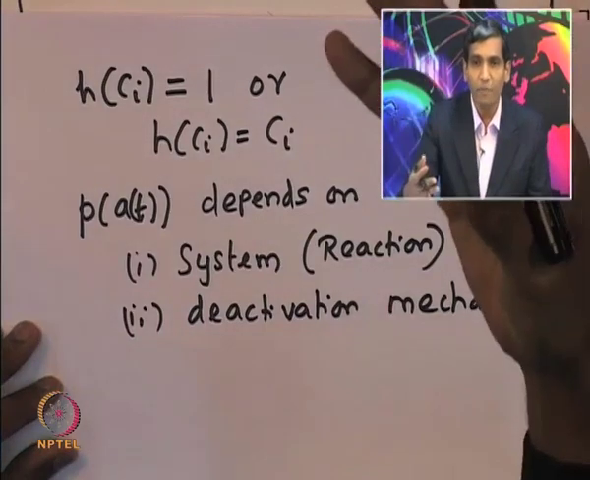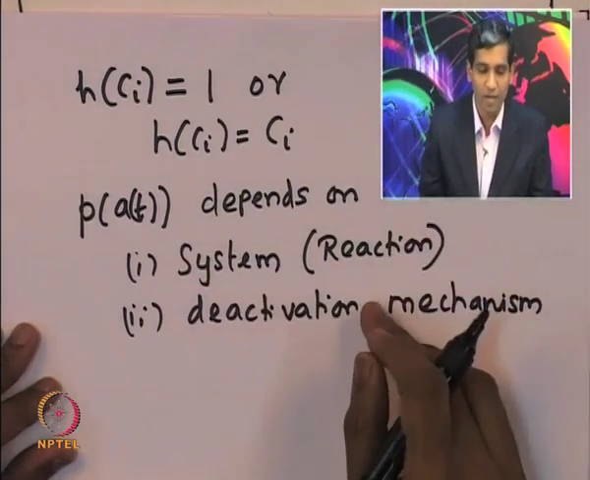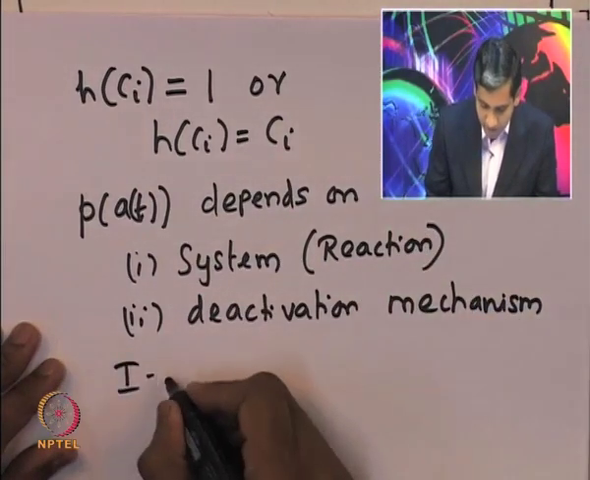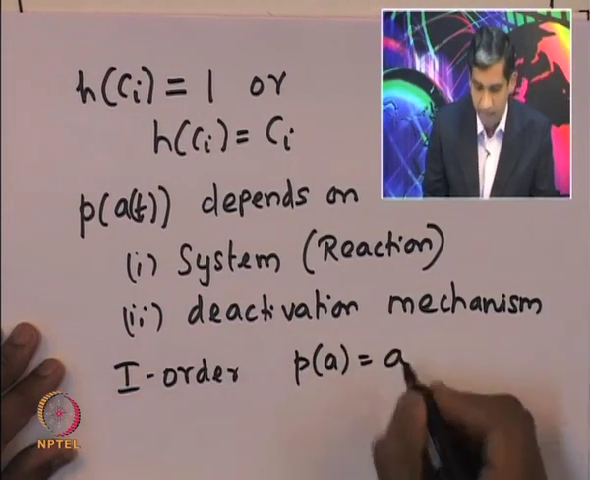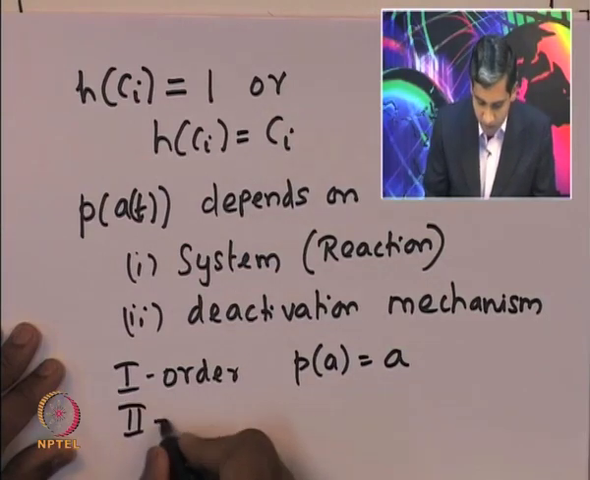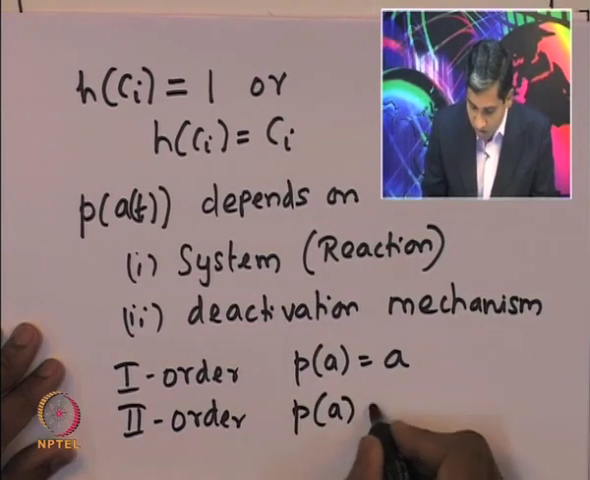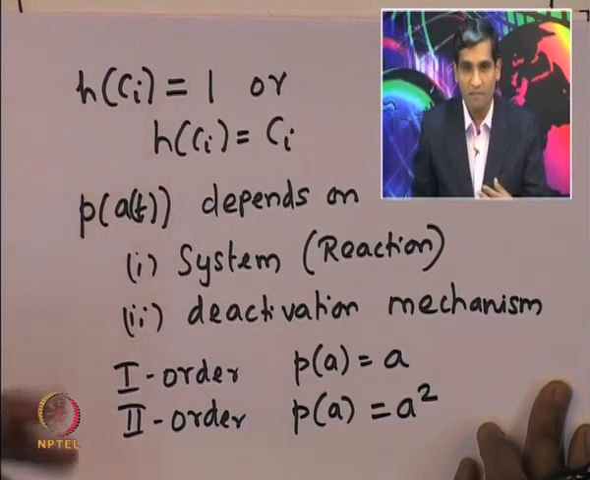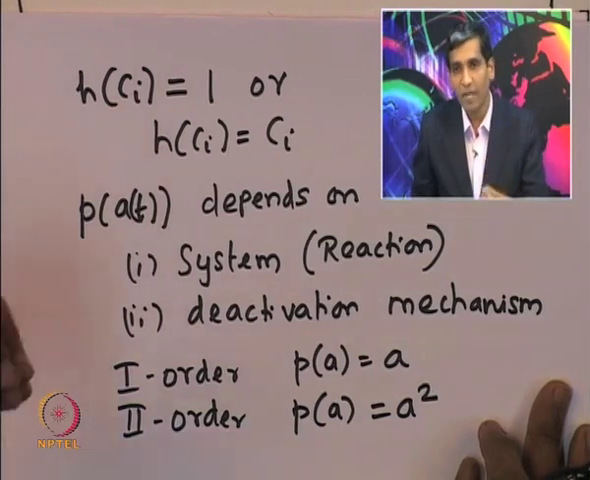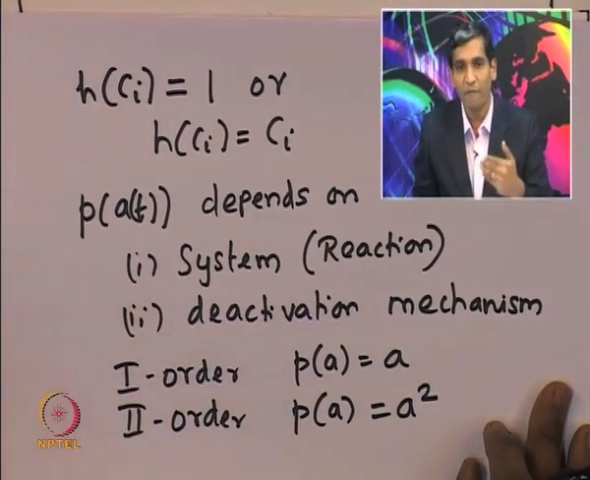So, suppose the decay process is first order with respect to the activity, then P of A will be equal to A, and if it is a second order process, then P of A will be equal to A square. So, depending upon the order of the dependence of the activity on the decay rate, we can accordingly assume a certain dependence of P on the activity itself.